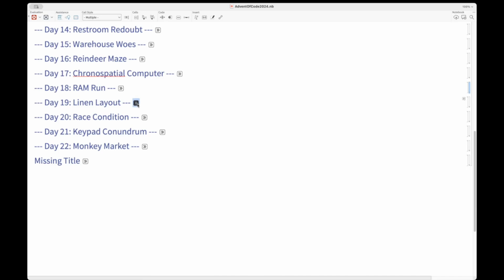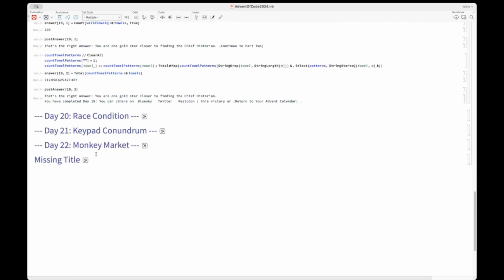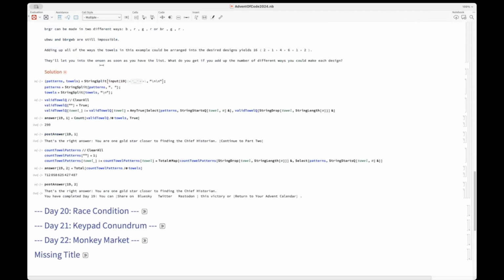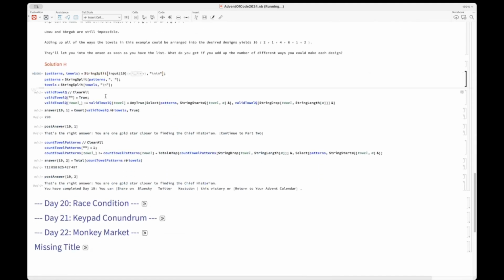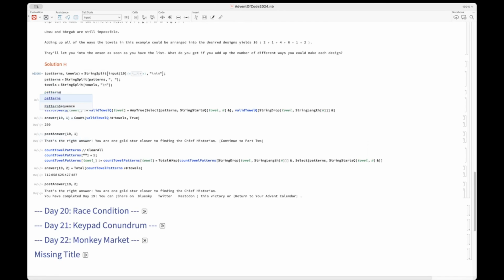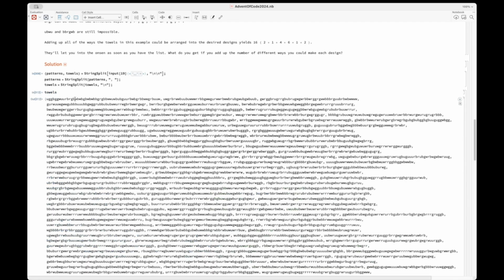Next one, day 19. Okay, this is a very simple combinatorial type of problem. So you are given a list of patterns of letters. I think that they were towels: red, white, and green. U was white, right? White, white, green, blue, blue, and so on. You have a list of patterns that you're allowed to use, and then you have a list of towels that you want to construct out of those patterns.